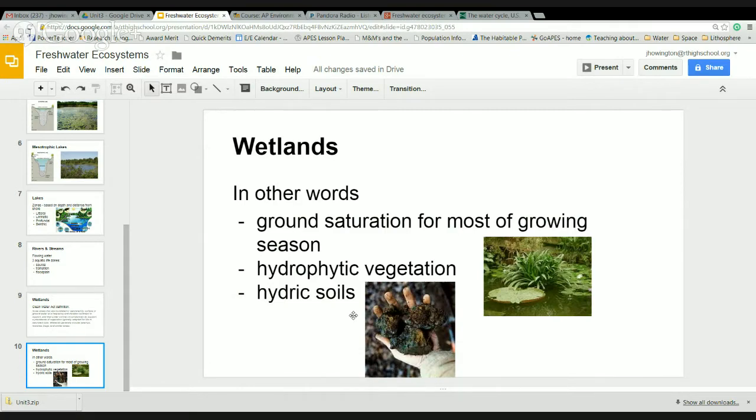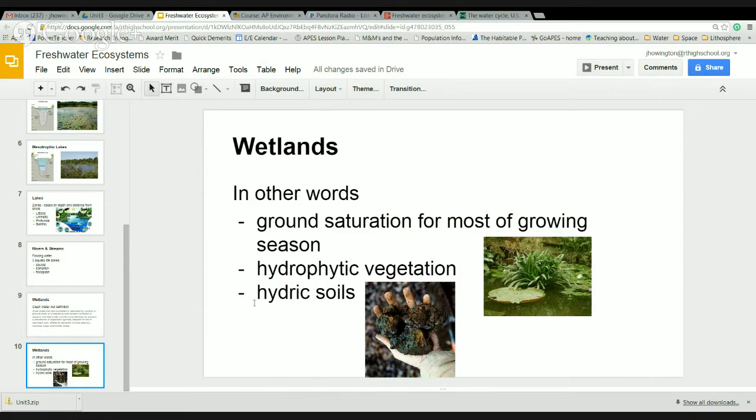So hydrophytic vegetation is vegetation that thrives with its roots being wet, or can survive with its roots being wet. So this ranges from lily pads and aquatic grasses that must be wet all of the time to trees that can tolerate being wet, like cypress, and actually part of their reproduction requires standing water, but they don't have to be wet all of the time.